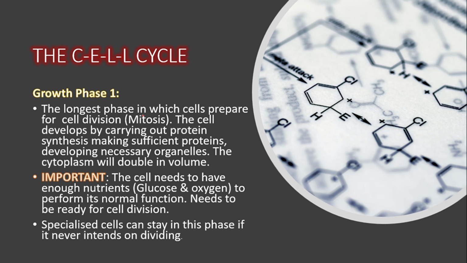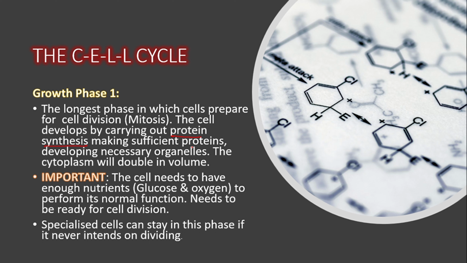Okay, so what happens in the growth phase 1? Okay, so the longest phase, growth phase 1 is the longest phase in which cells prepare for cell division. The cell develops by carrying out protein synthesis, making sufficient proteins. All right, so in this phase, protein synthesis occurs. Okay, so protein synthesis is the making of proteins.